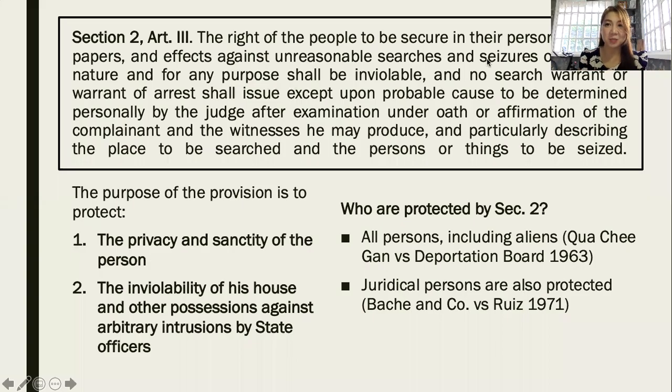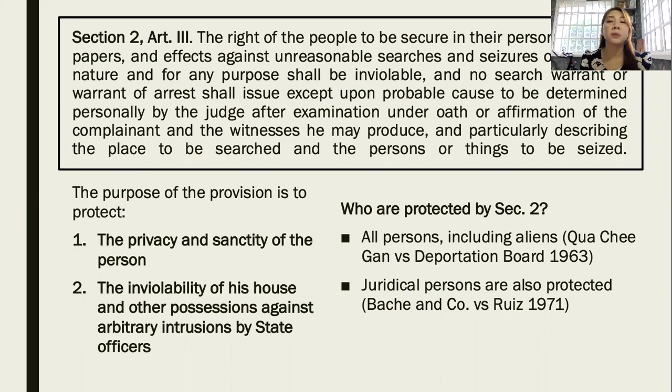Hey guys, so this is part 2 of Constitutional Law 2, and as I said in the previous video, I'll be continuing where we left off, and now we'll be discussing sections 2, 3, and 4 of the Bill of Rights in this video. So what is section 2?